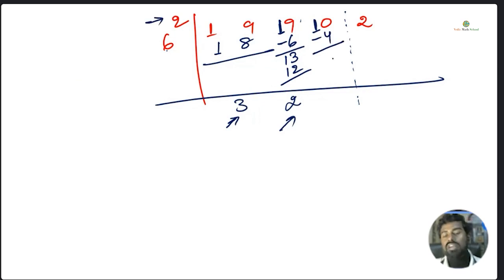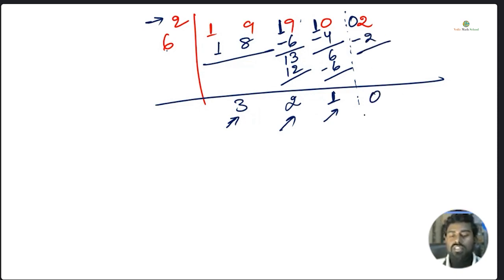2 to 4. How many times? 6. How many times? 1. Good. So 6 minus 6 is 0. Can we write down 0 here? Yes. What do we have to subtract now? 2 into 1 is 2. So 0. I'm writing 0 here. So this is your quotient and this is your remainder.